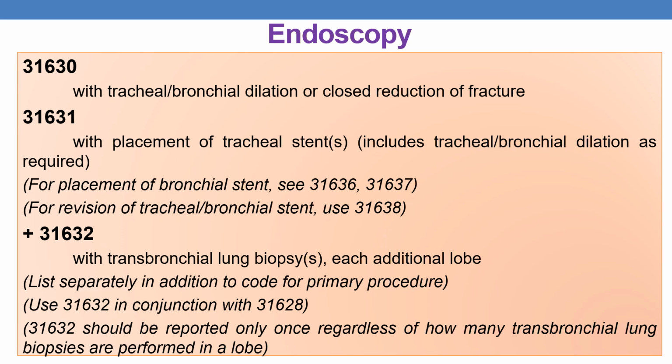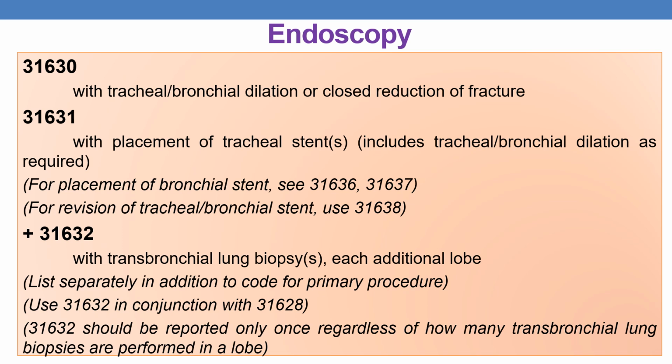The next is an add-on code plus 31632. It deals with the transbronchial lung biopsy, each additional lobe. This is an add-on code that must be used in conjunction with 31628. 31628 indicates bronchoscopy rigid or flexible with the transbronchial lung biopsy single lobe.